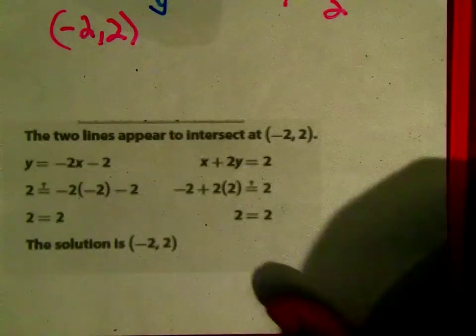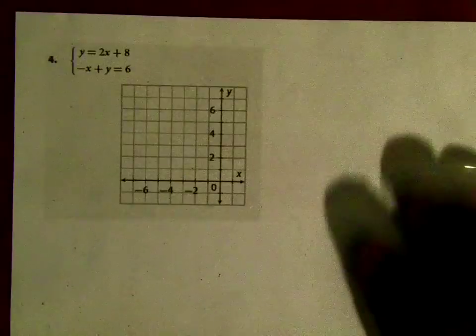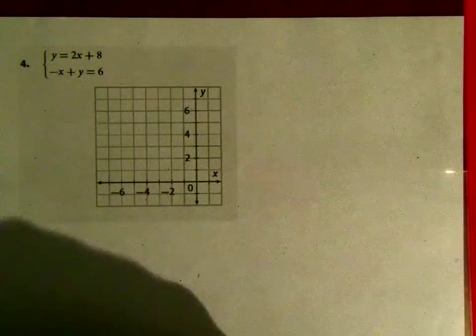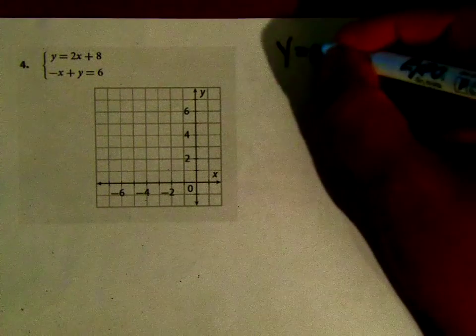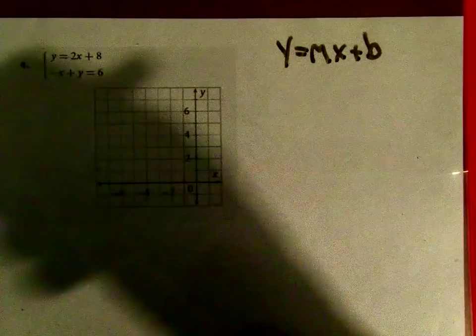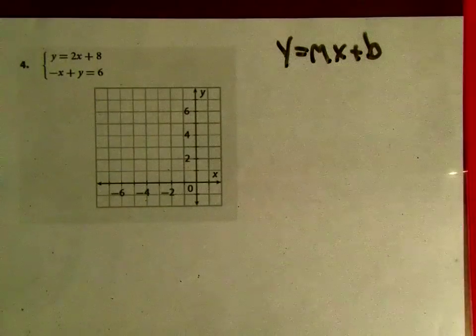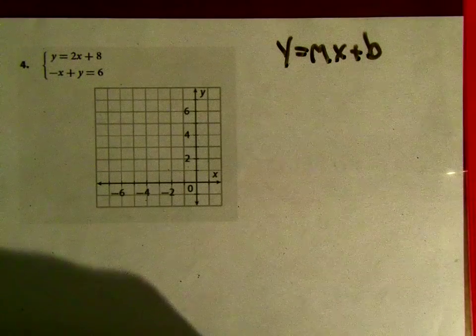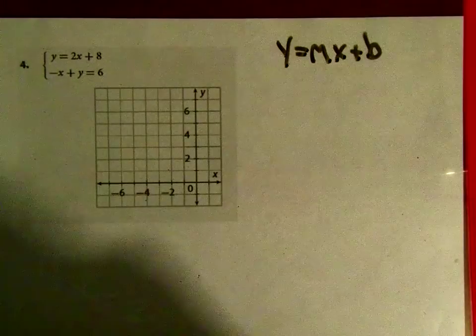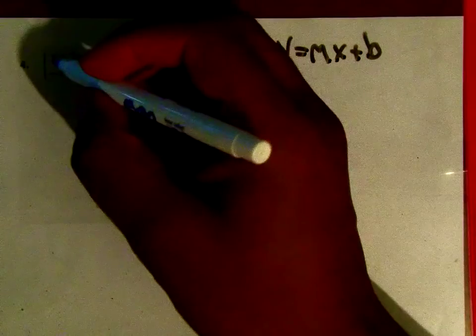Okay, let's take a look at another example. In this example, we want to do our 3 steps. Step 1 is to put it in y equals mx plus b format. Step 2 is to graph it, and step 3 is to figure out where they cross. So let's start with the first one here. We've got y is equal to 2x plus 8.